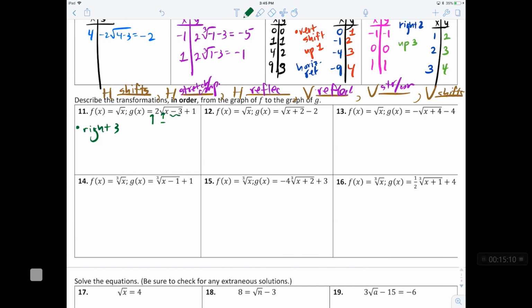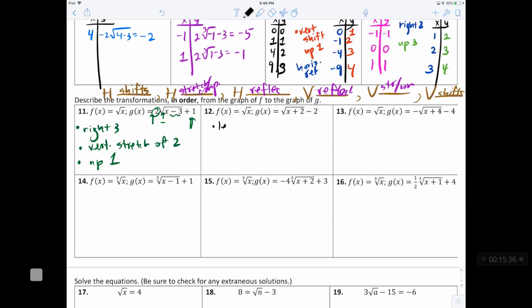There is a vertical stretch or compression. Since I'm multiplying it by 2 right here, it is a vertical stretch of 2, and that means I would multiply all my y values by 2. And then lastly, I'm going up 1, shift. Okay? Number 12.